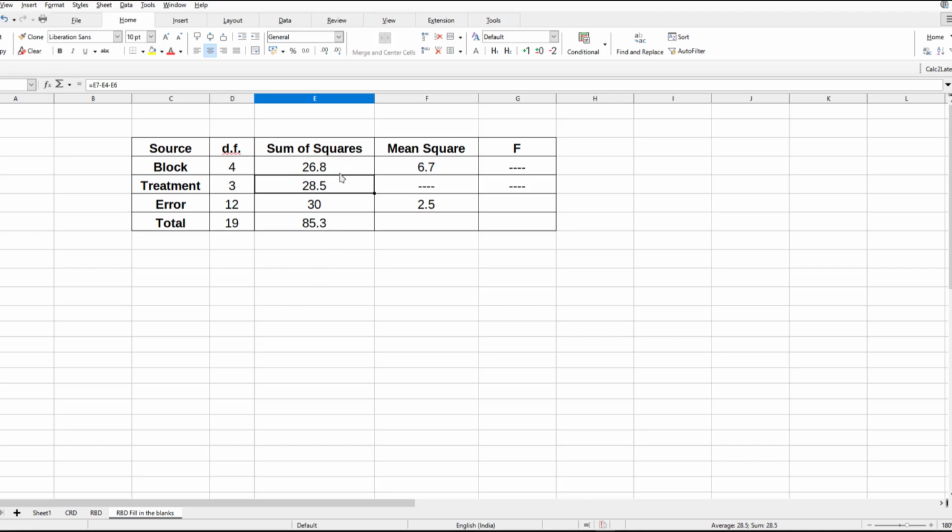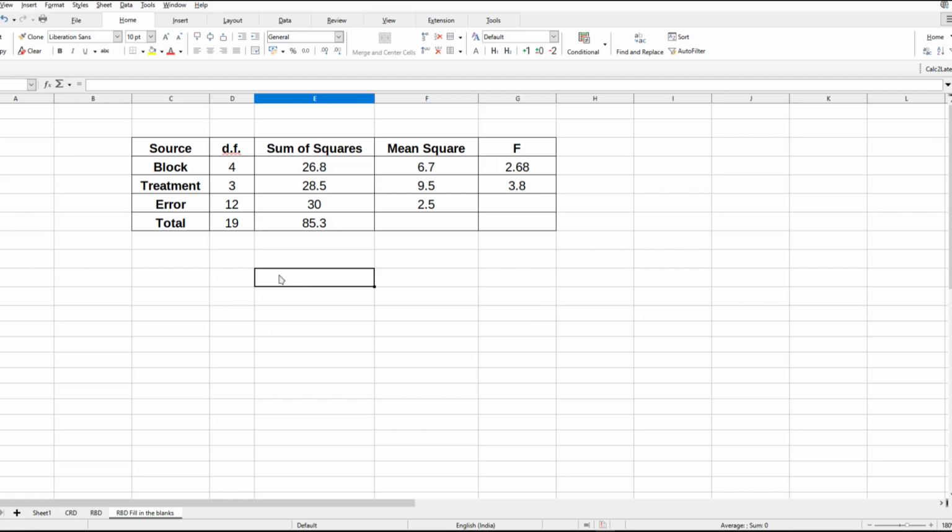When you get the sum of square and degrees of freedom, you can obviously calculate the mean square by dividing 28.5 by 3, the degrees of freedom. So mean square for treatment is 9.5, for block is 6.7, and for error it is 2.5. So once you get the mean square, it is very easy to calculate F. F for block will be 6.7 divided by 2.5, right? And for treatment it will be equal to 9.5 divided by 2.5, which is 3.8, right? So we got the calculated values.